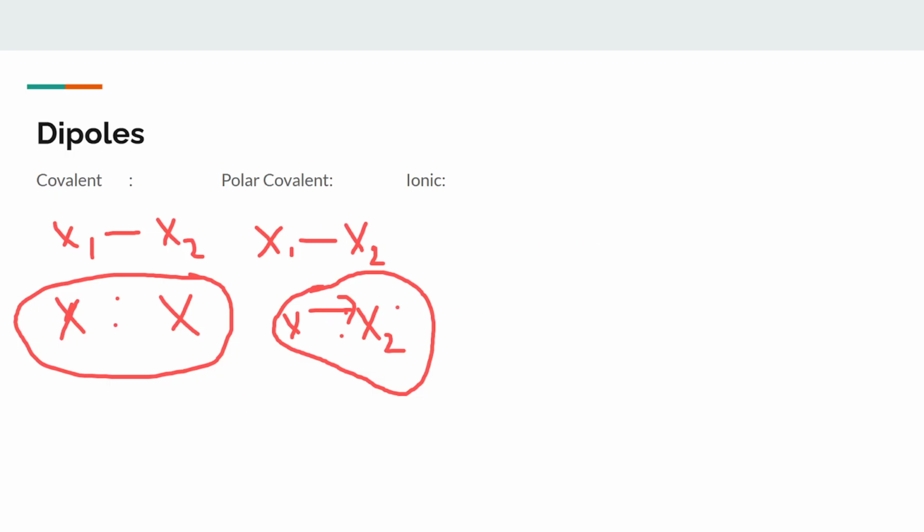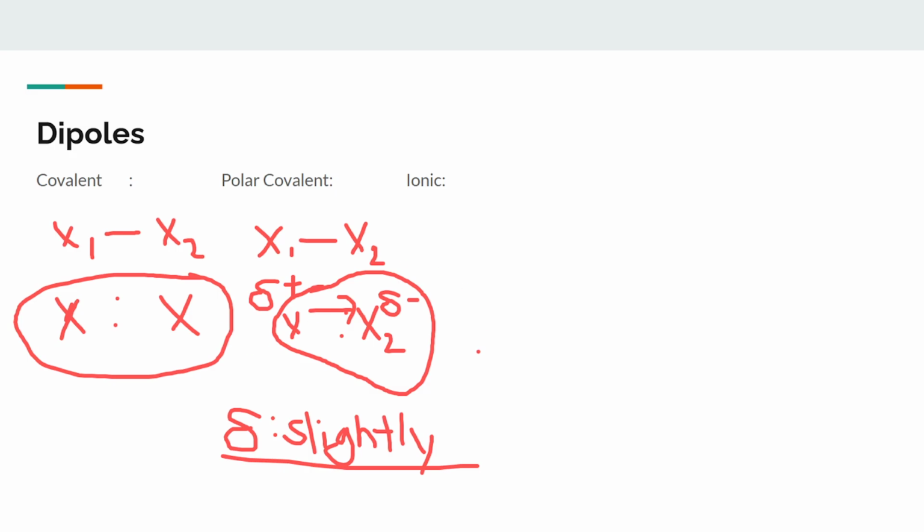And we can show that as something being delta negative or delta positive. The delta just means slightly. So slightly negative or positive. And we also show this by writing out dipoles. I've already started it here, but we go from the partial positive to the negative, and we write a little plus on the positive side.